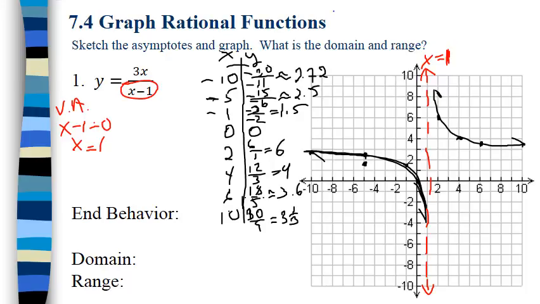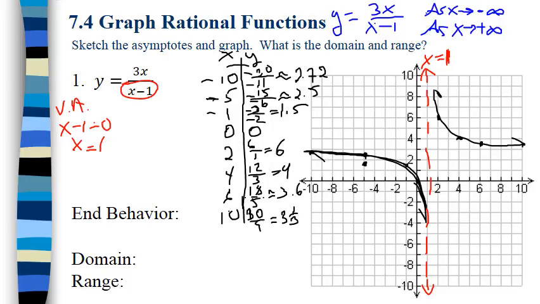So when we look at this function, we have y equals 3x over x minus 1. What happens as x approaches negative infinity? Or what happens as x approaches positive infinity? So if you take a moment and put in super huge values of x, so that is like 1,000,000, right? You have 3 times 1,000,000, right? So you have 3 million. And then you'll divide that by 1 less than 1,000,000.